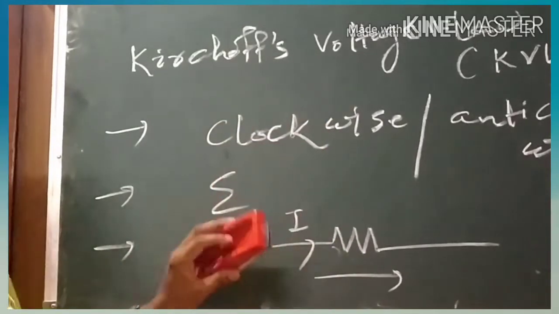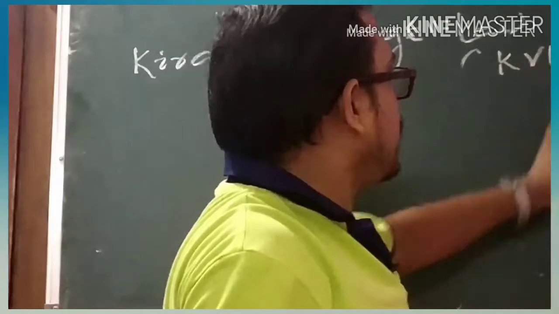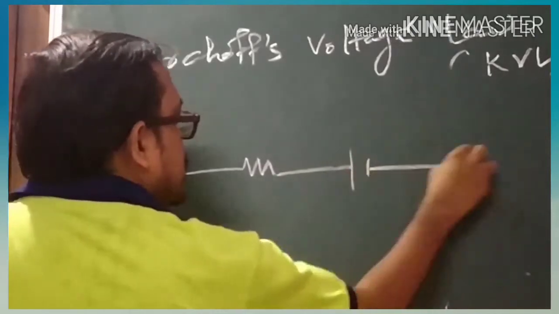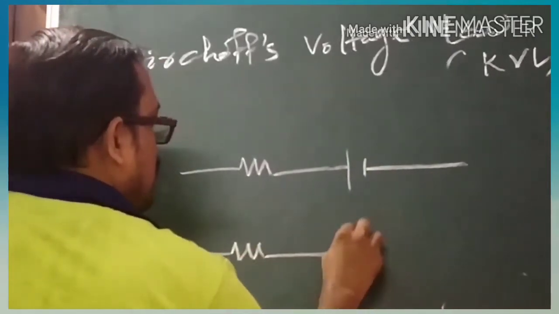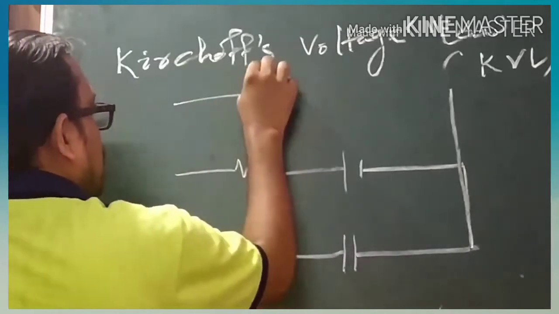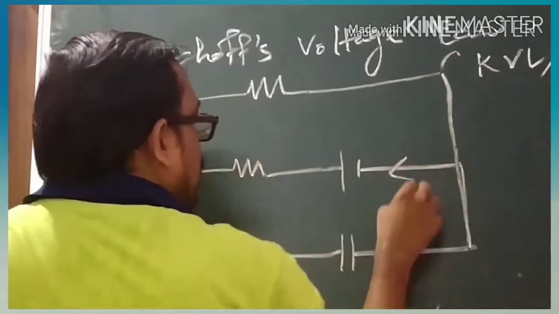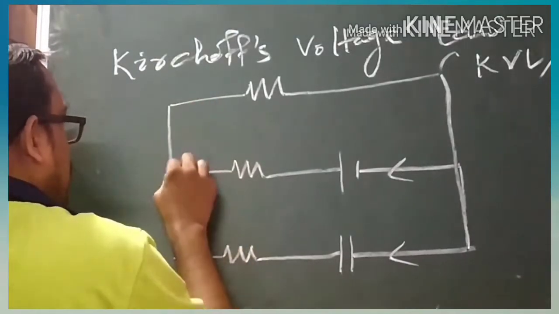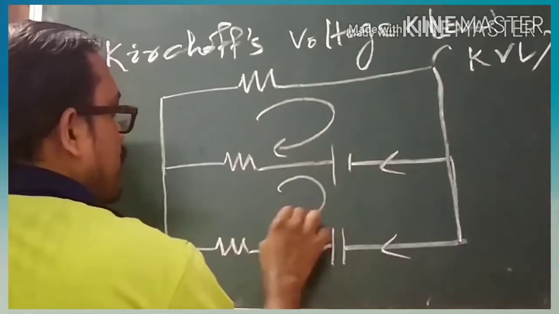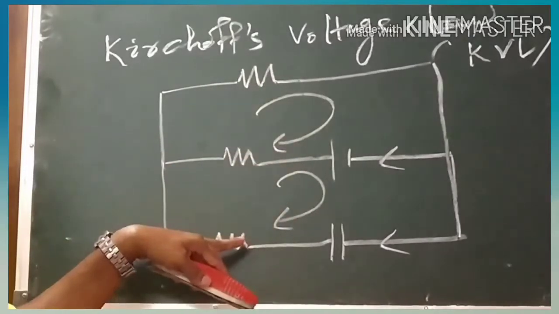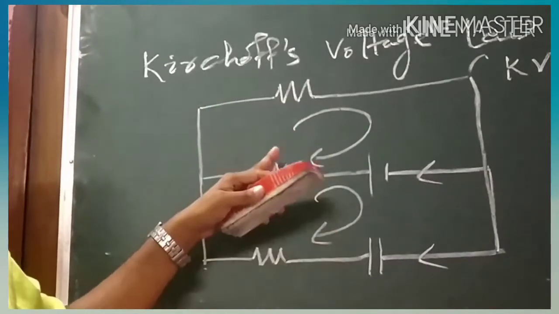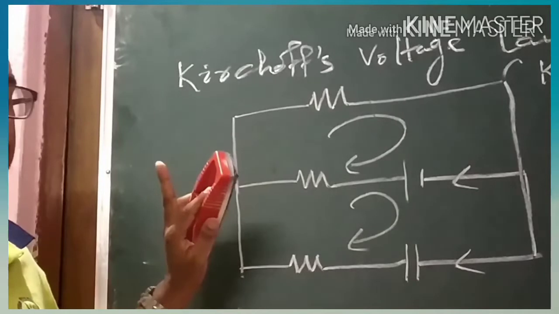It is applied for a closed loop. Let me explain by using an example. Suppose we take a network. Let me draw the network first. Suppose we have chosen this direction of traversal, clockwise. This is according to our choice, whether to take clockwise or anti-clockwise. Here I have taken the clockwise direction of traversal.